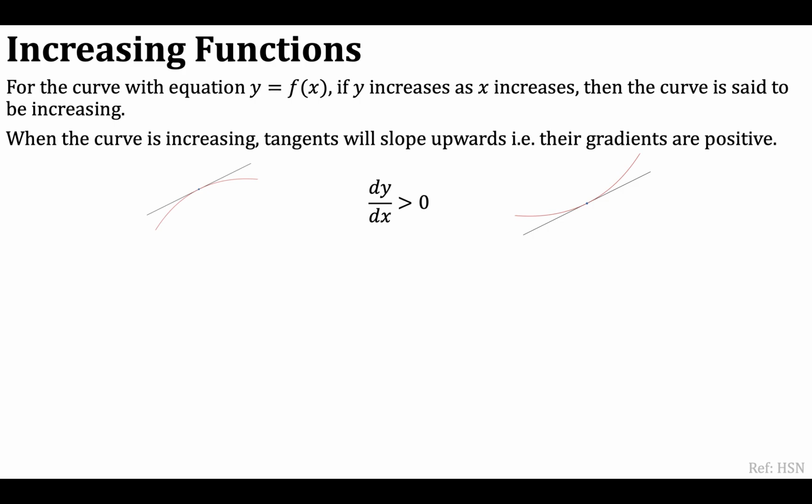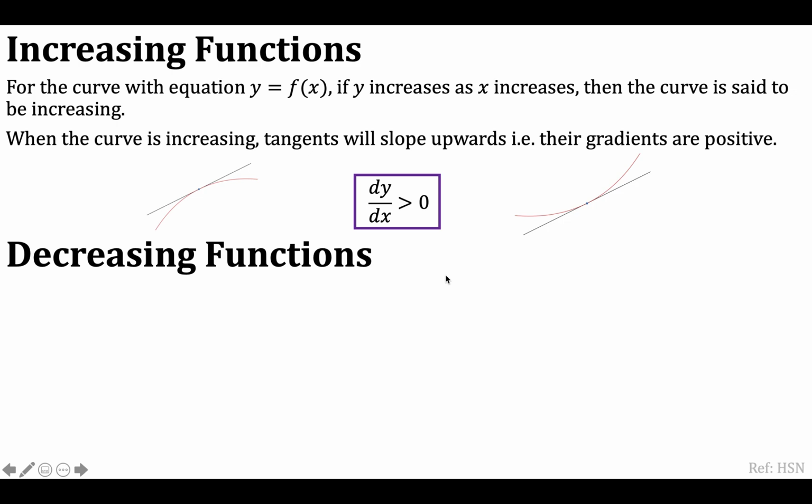Those might look something like that. So you can see that both of these straight lines here, the tangents, are sloping upwards from left to right. So that means that their gradients are positive. So that's quite important to remember, that for increasing functions, dy by dx is greater than 0.